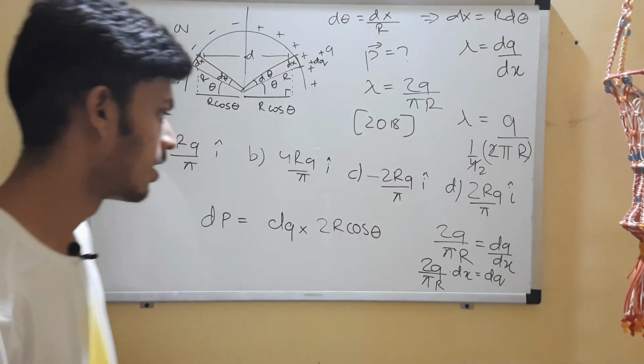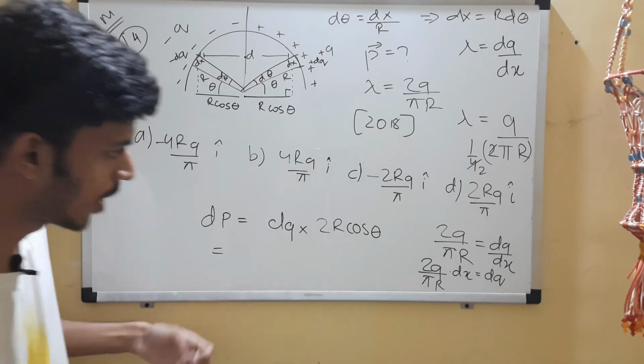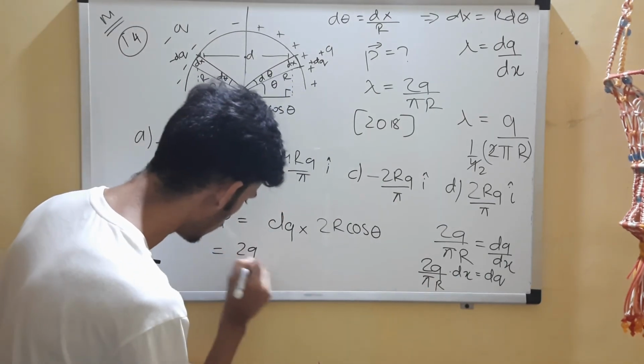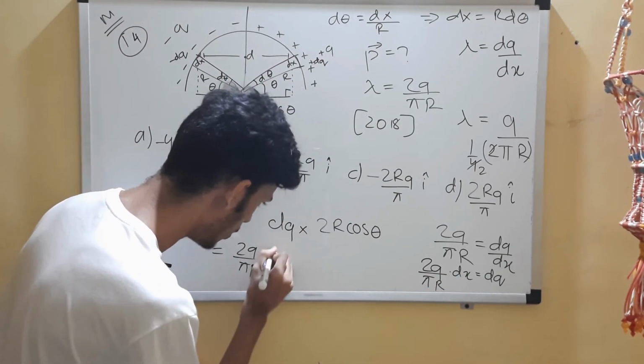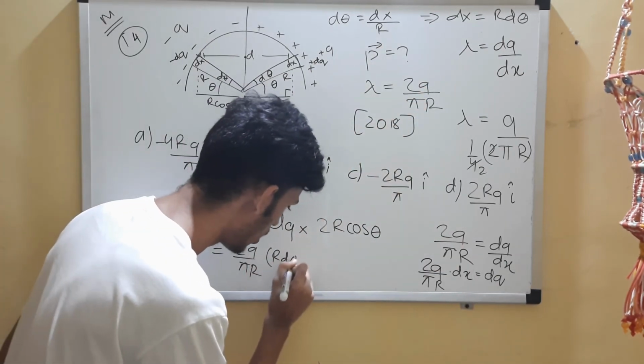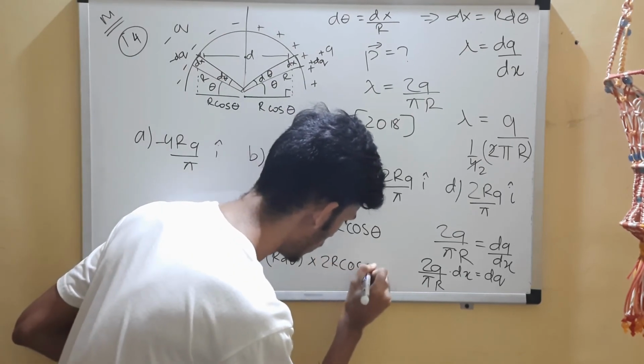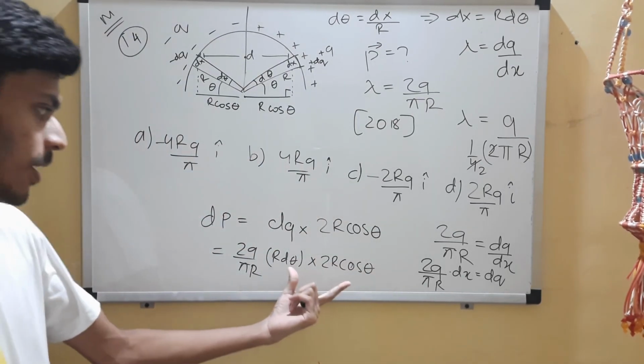Okay, so let's plug in that value over there. We'll directly plug it over here and integrate. So 2q by pi r into dx, which is r d theta, into 2r cos theta. Now the only variable over here is theta.